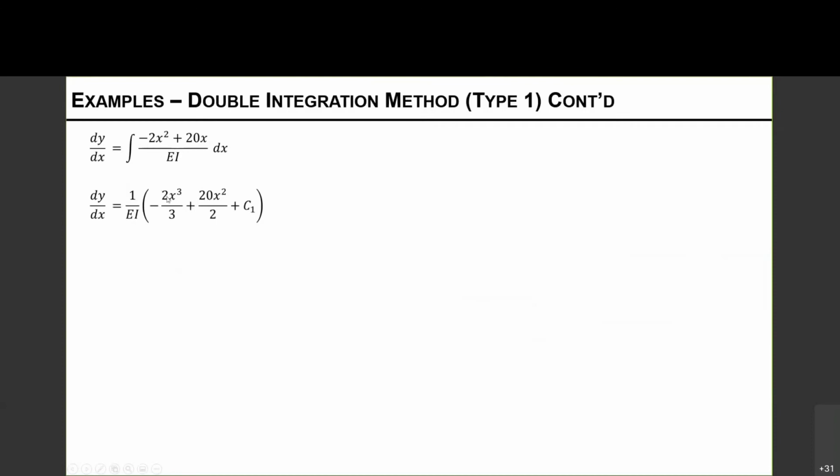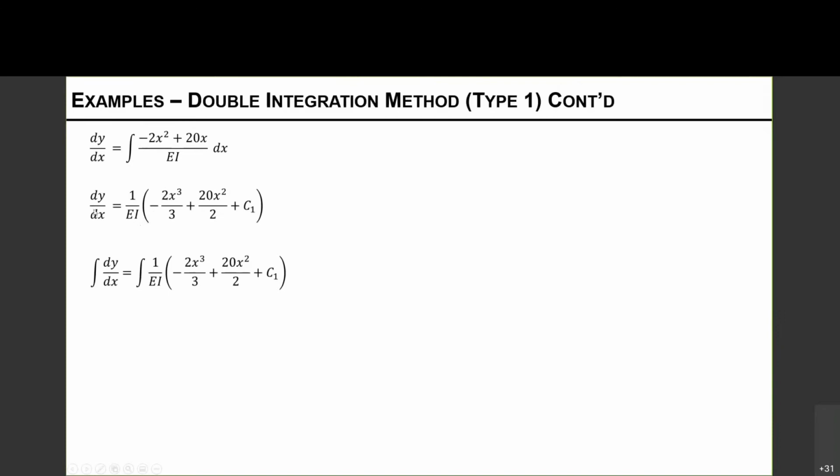And here, this is 2x to the power 3 over 3 plus 20x to the power 2 over 2 plus we have an integration constant, because now this is an indefinite integration, okay? So we need to find out this C1. Anyway, let's go further. So I'm going to integrate again, because now we are interested in the second integration.